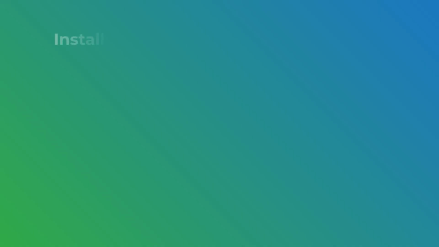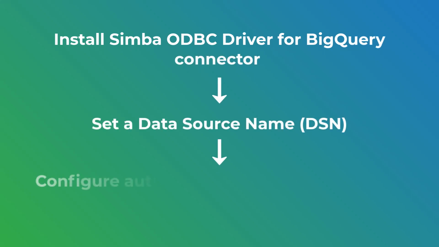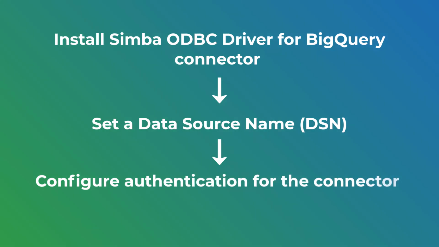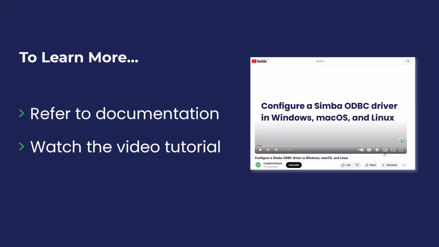After installing the Simba ODBC Driver for BigQuery connector and setting a data source name, you need to configure authentication for the connector. To learn more, refer to our documentation or watch the video tutorial, How to Configure an ODBC Data Source. The URL is provided in the description.